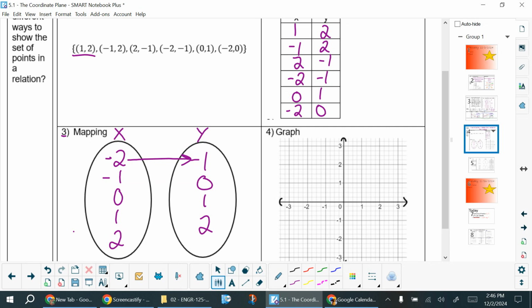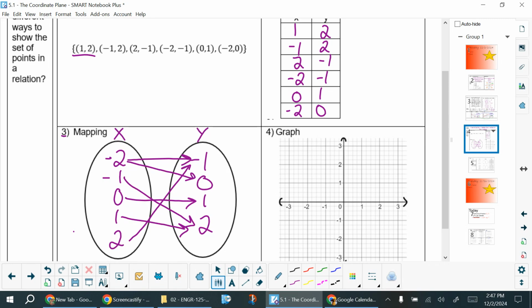-2x, -1y. I also see that -2 in the x is paired up with 0 in the y. So that one actually gets 2 arrows. And then I'll just keep going through these. -1 looks like it gets paired up with 2. 0 gets paired up with 1. We did -2 already. 1 gets paired up with 2. And 2 gets paired up with -1. So we're back up at the top.